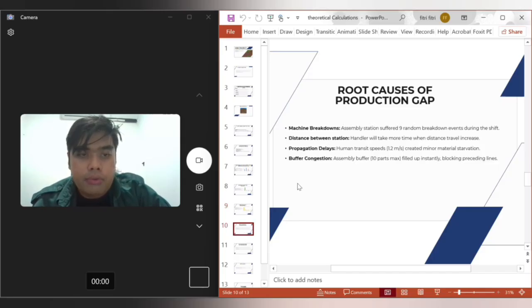Now for the root cause of the production gap. The cause of the production gap is that we also need to take into account machine breakdowns, and also we need to include the distance between stations and the propagation delay. For the human part, we need to consider buffer congestion. For the buffer, we set the maximum to only 10 parts per buffer.